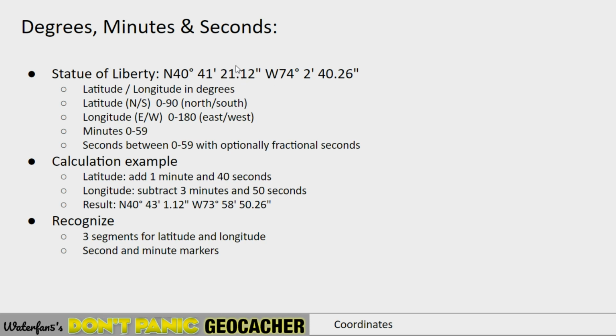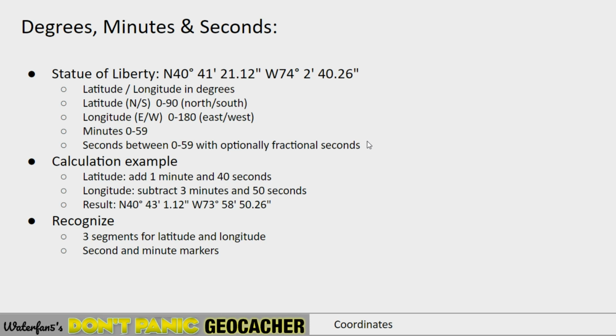So that means that the third number that is here, so we have 40 degrees, 41 minutes, and 21.12 seconds, means that we have 3 numbers to work with for the latitude and 3 for the longitude. But the ranges stay the same, except now with the seconds, similar to the clock, it goes from 0 to 59.